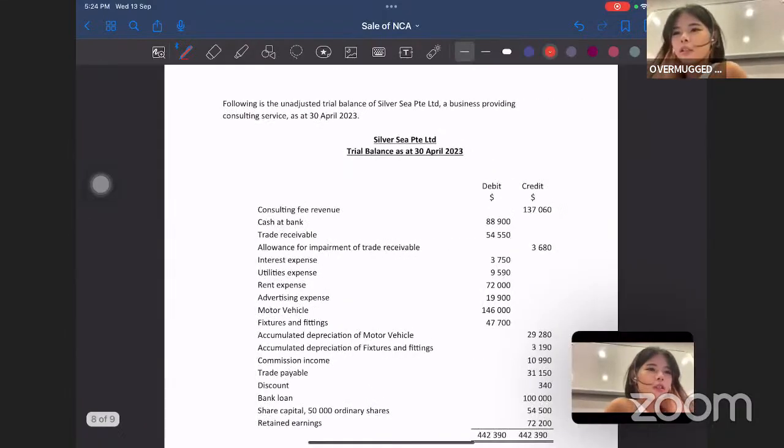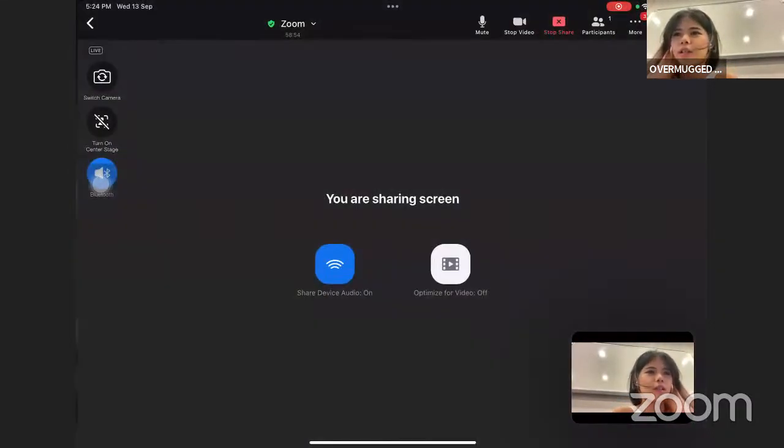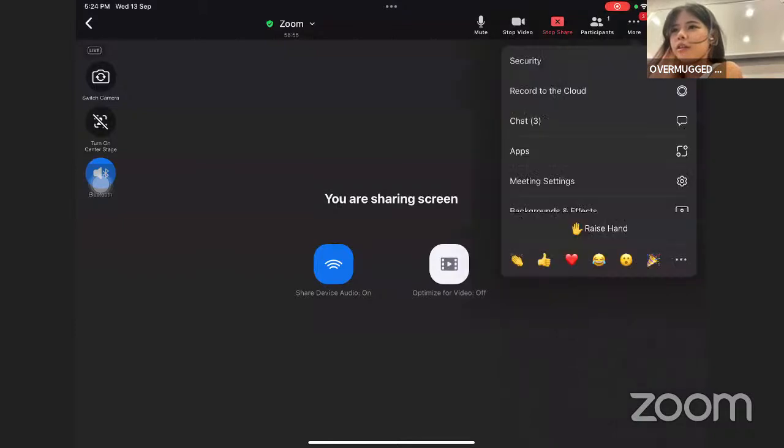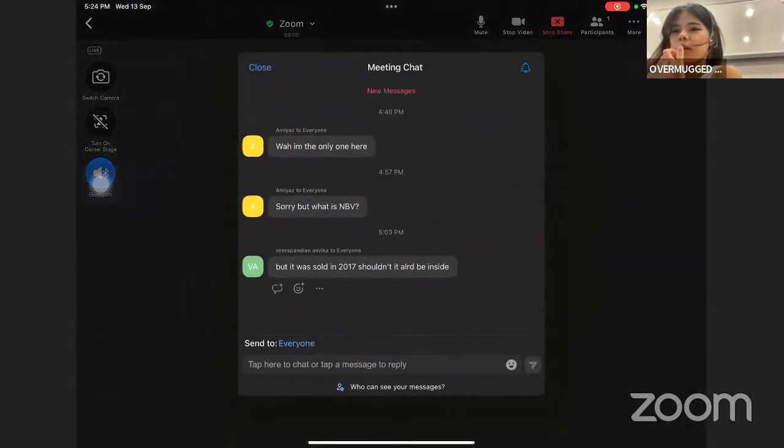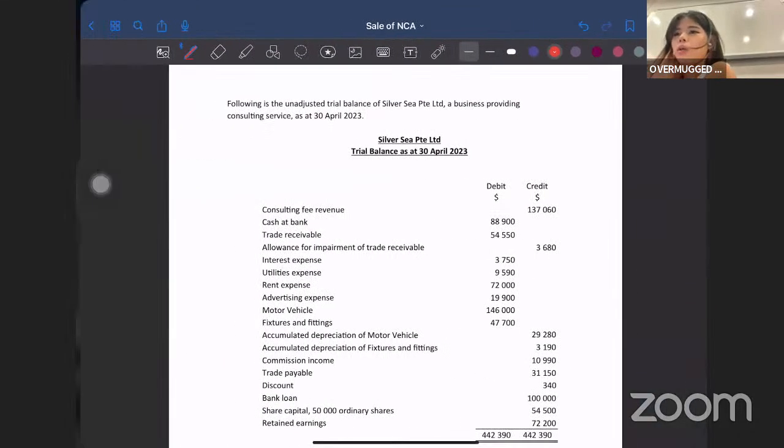Let me check if there's anybody saying anything in the chat. It was sold in 2017, NBV is net book value. It shouldn't be inside. Yes, that's why we removed it out.